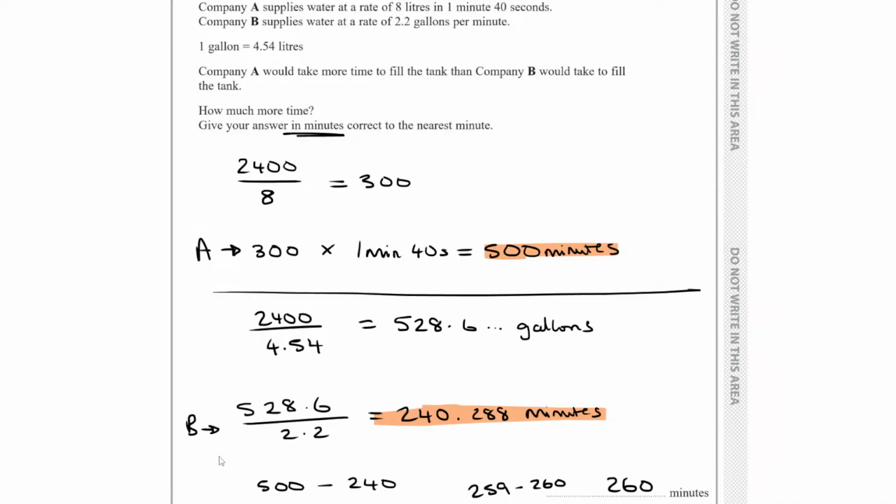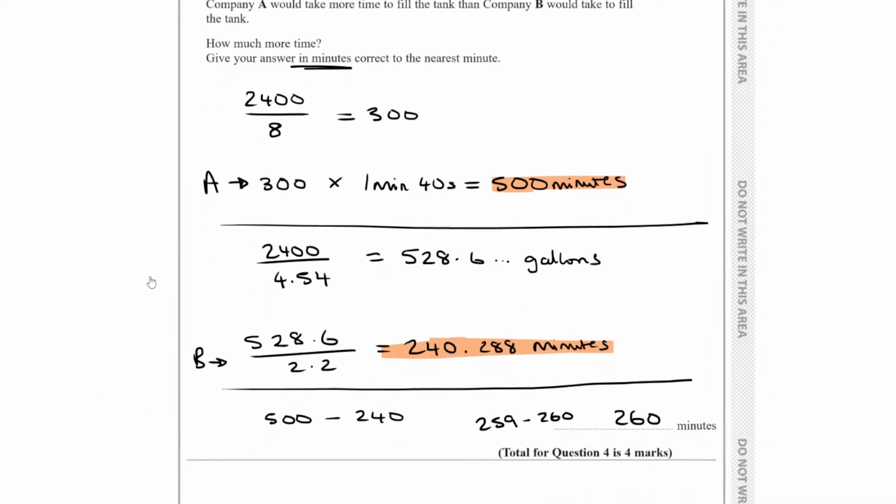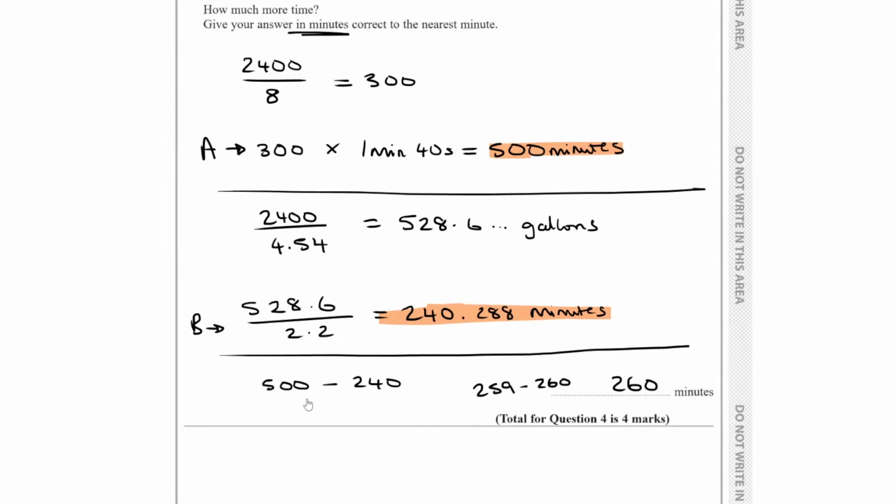And then the last section, let me scroll up again, is because they said, how much more time does it take? It's just the difference. Yeah, this paper is the November 2021 paper 3, Edexcel higher tier, but it's in the title. Yeah, thanks guys. Let me just check the comments.